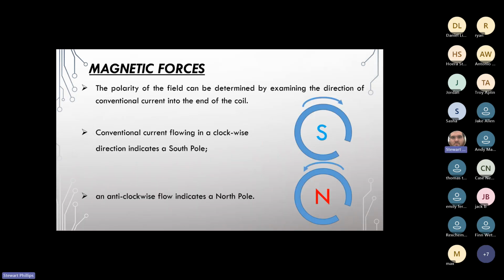So the polarity of the field can be determined by examining the direction of conventional current into the end of the coil. So conventional current flowing in a clockwise direction indicates a south pole, and anti-clockwise flow indicates a north pole.